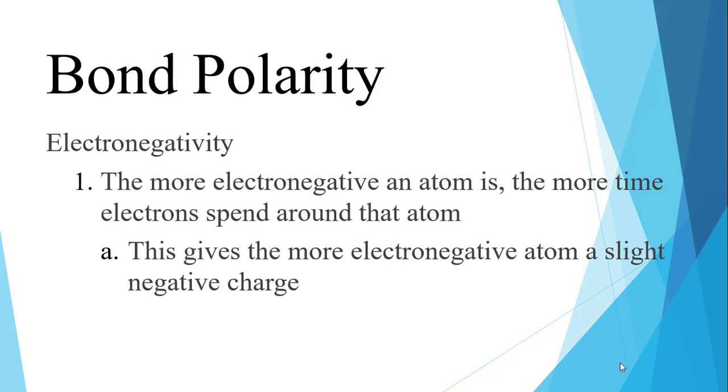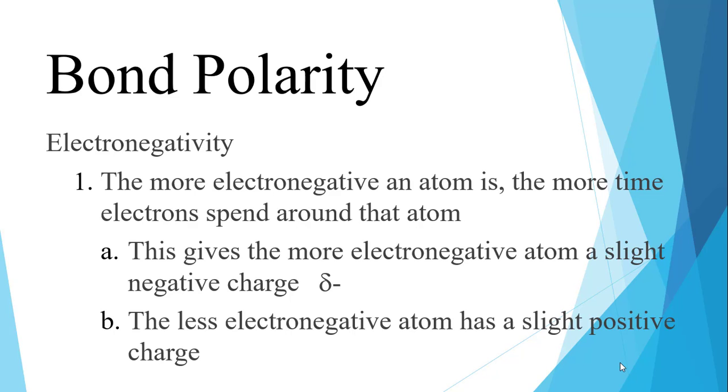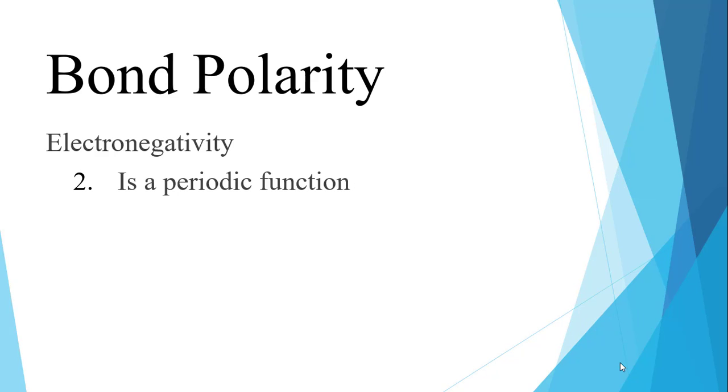This means that the more electronegative atom has a slight negative charge, not a full negative charge, but a slight negative charge. And this is the symbol for a slight negative charge. Conversely, the less electronegative atom will end up having a slightly positive charge because the electrons aren't spending as much time there. And this is a symbol for a slight positive charge.